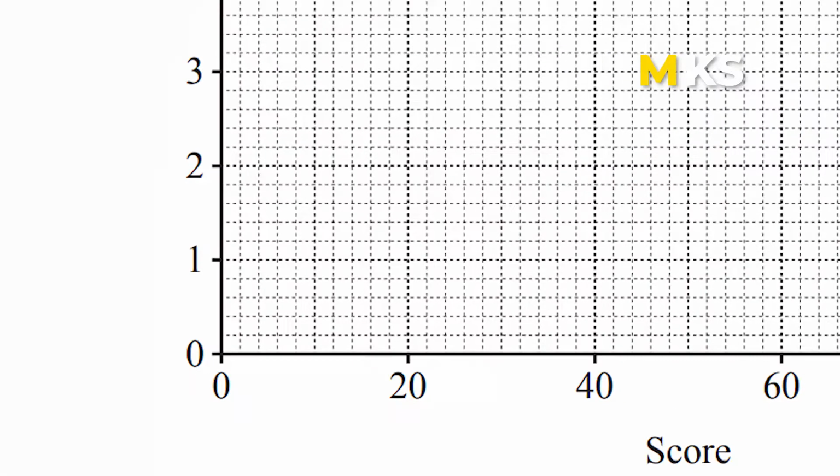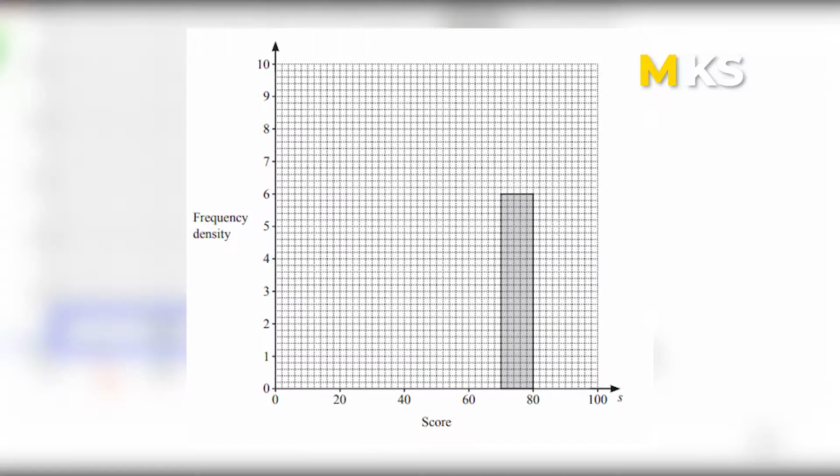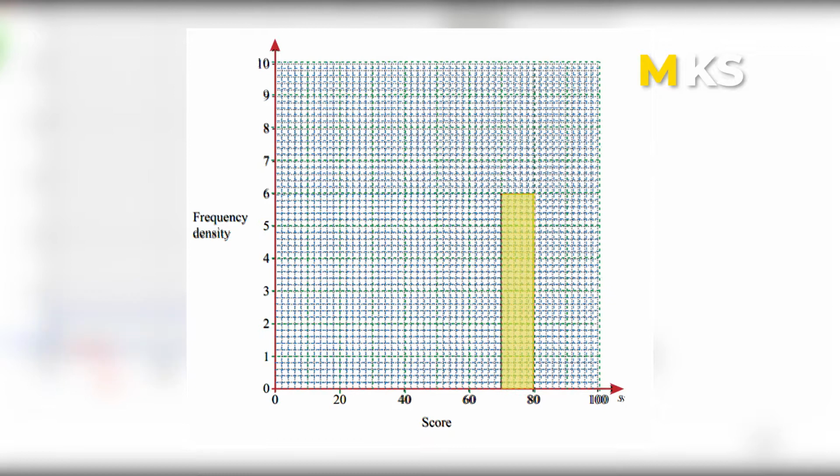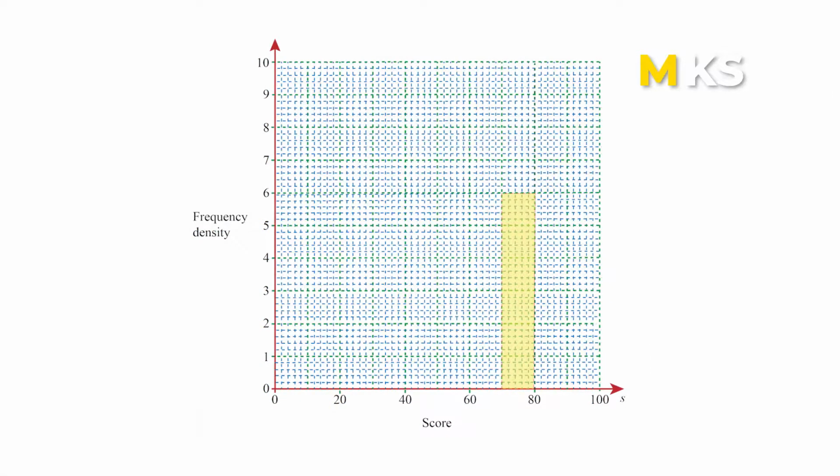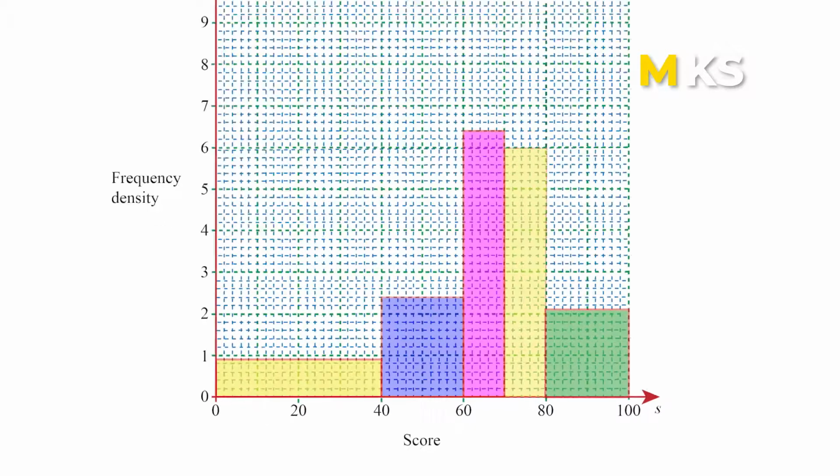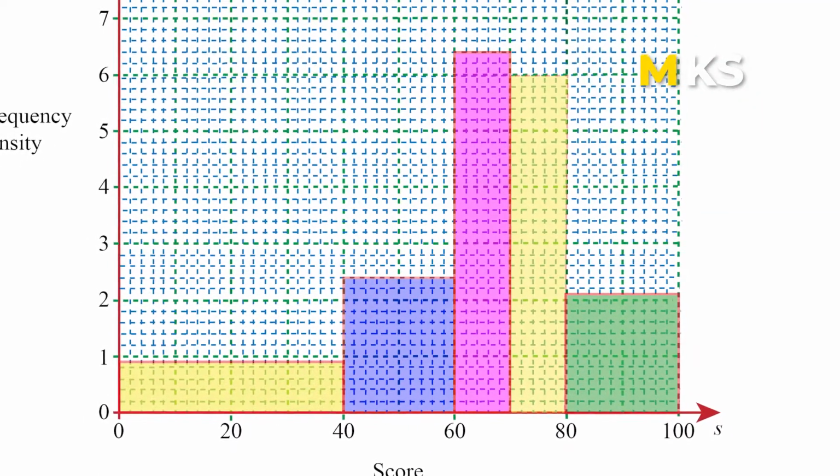In the first case, from 0 to 40, 0.9 will be somewhere here. 0 to 40, that is the score, and that will be taken along the x-axis. Height will be 0.9. 40 to 60, height is 2.4. From 60 to 70, 6.4. 70 to 80 already drawn. 80 to 100 is 2.1. So for the last one, 2.1. That will be the histogram.